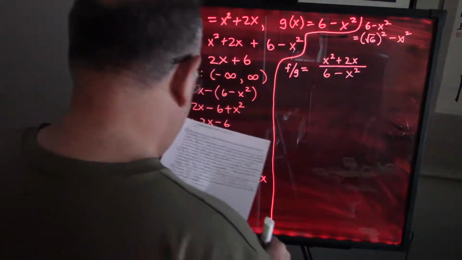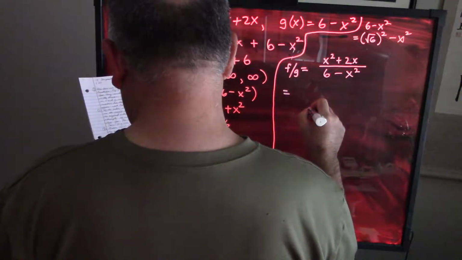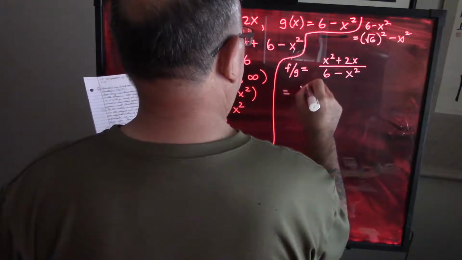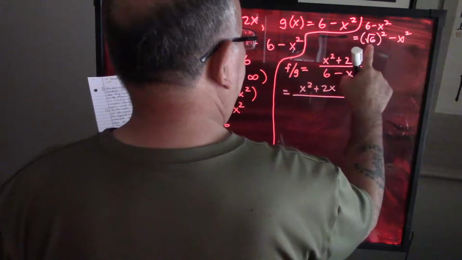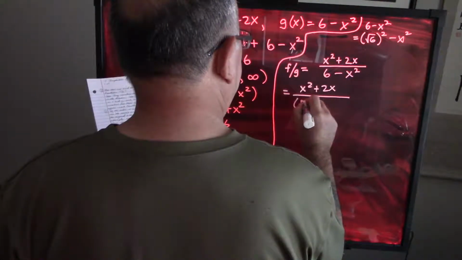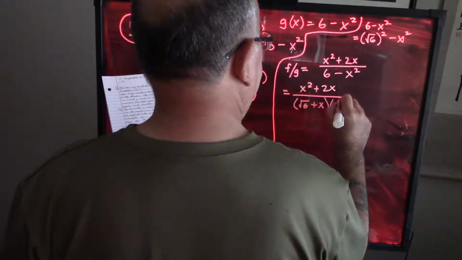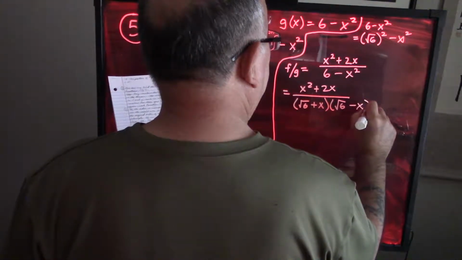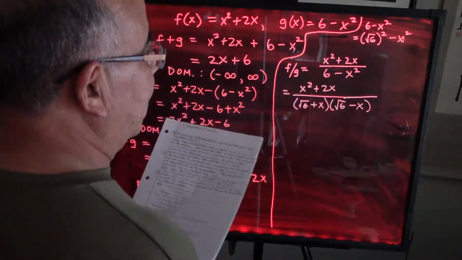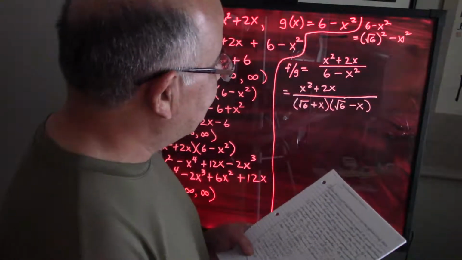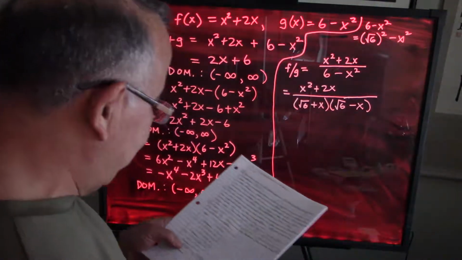All right? So x squared plus 2x, and factor the denominator as a plus b, that would be square root of 6 plus x, and then a minus b is square root of 6 minus x. So even though 6 isn't a perfect square, you can still write that as a difference of squares. And that might help you sometimes.